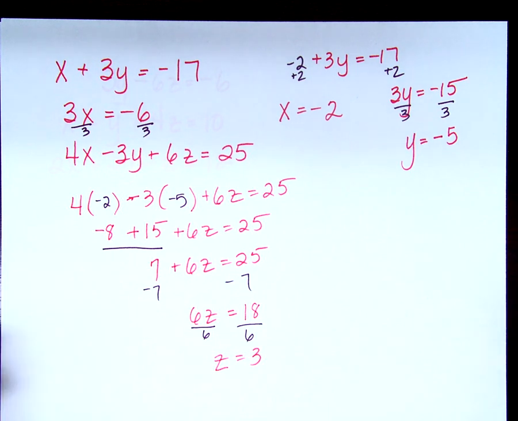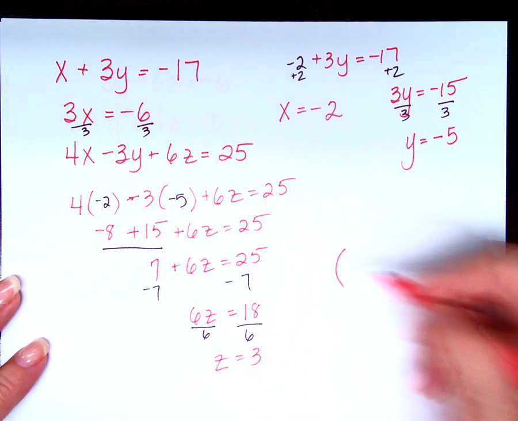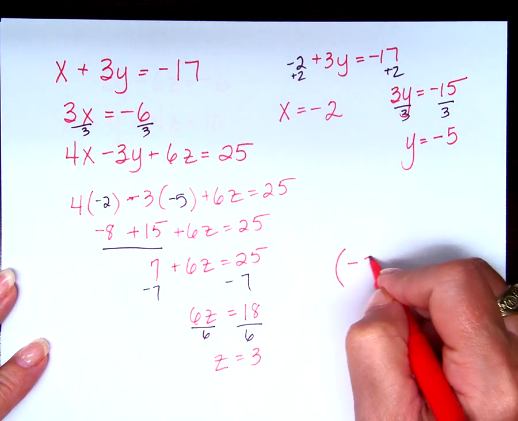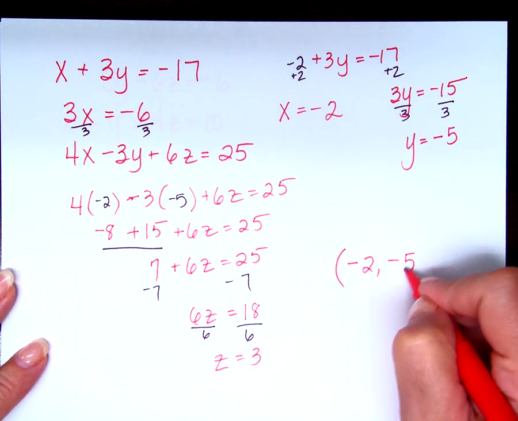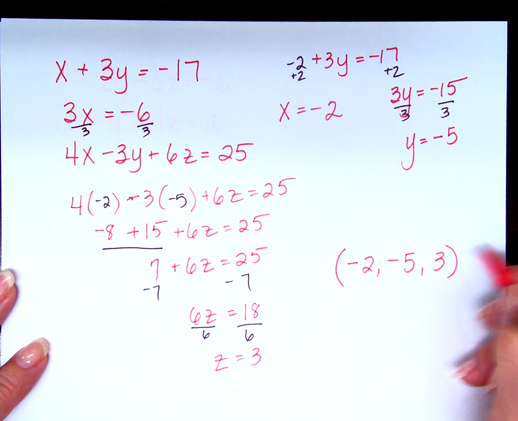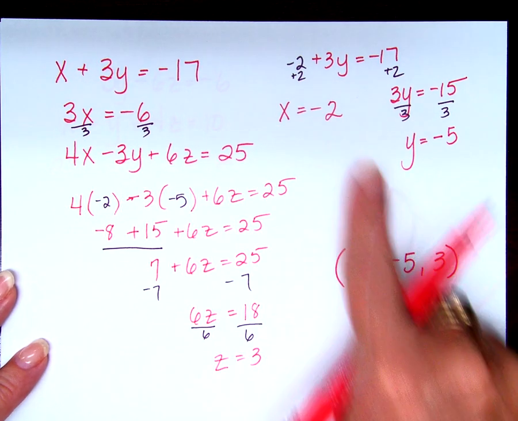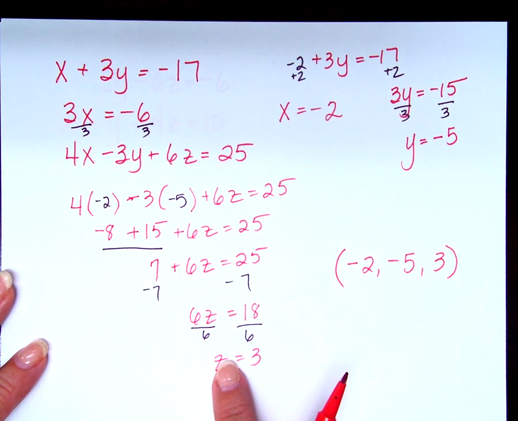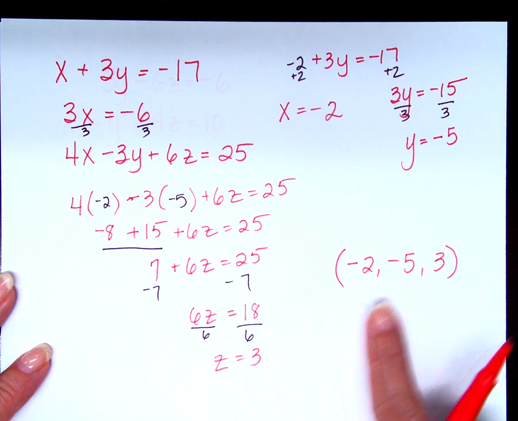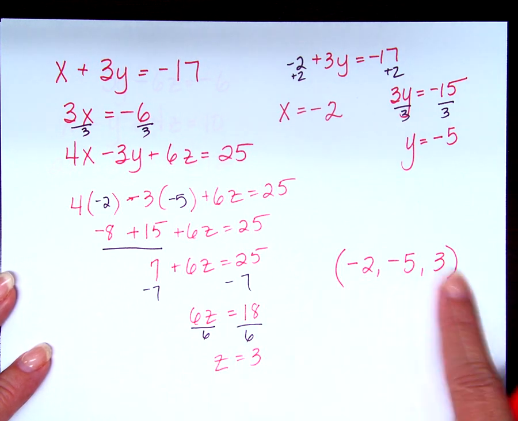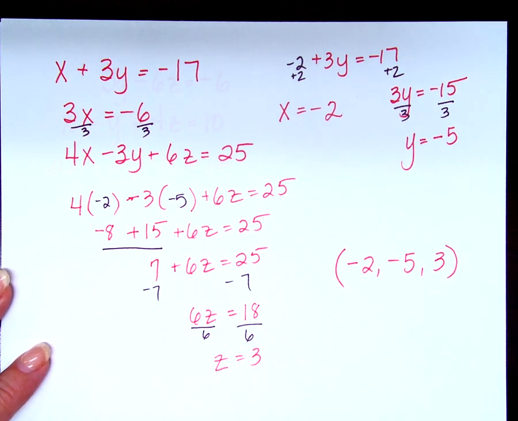I do have to write it as an ordered triple, right? Negative 2, negative 5, 3. Now, did I write it in order because that's the order that I solved it in? No, right? Why do I write it in this order? X, Y, Z. Okay, that's my ordered triple, X, Y, Z.